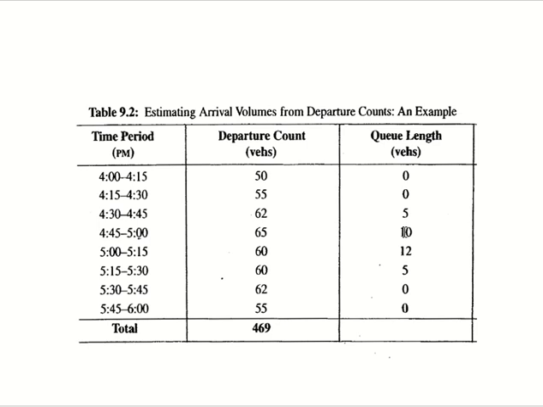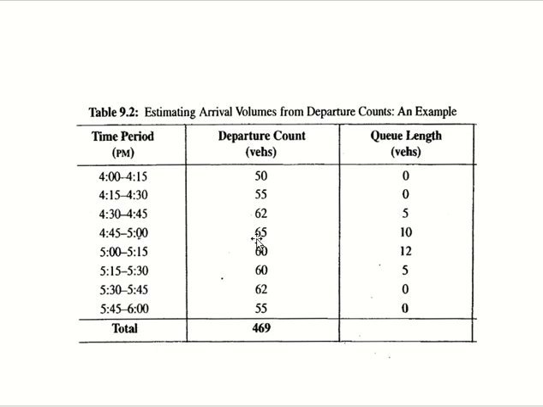Then we have 62 who have departed. And how many arrived? 62? No, because when we finished at 4:45 and we looked at the queue, there were already 5 vehicles in the queue. So actually 62 plus 5 arrived. Okay, 62 plus 5 arrived, and then the total is 67.